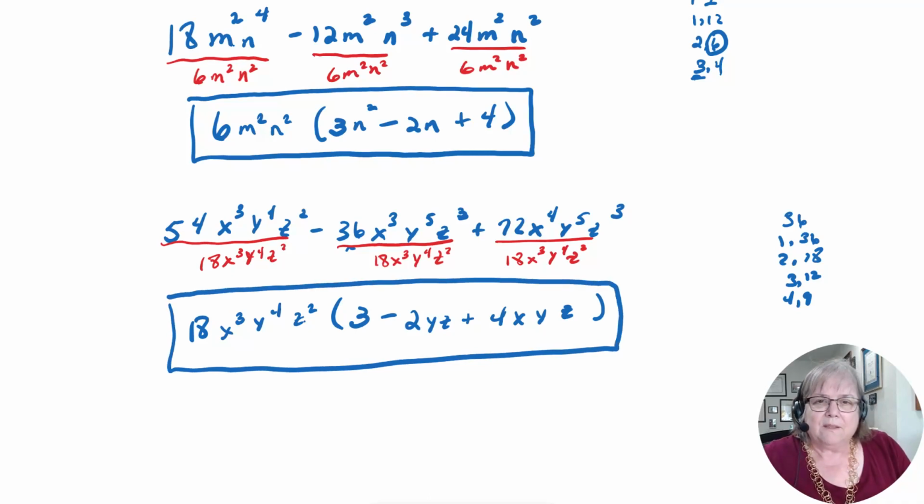All right, so I hope that helped with factoring out the greatest common factor. In the next video, we're going to talk about what happens with trinomials that have a lead coefficient of 1.